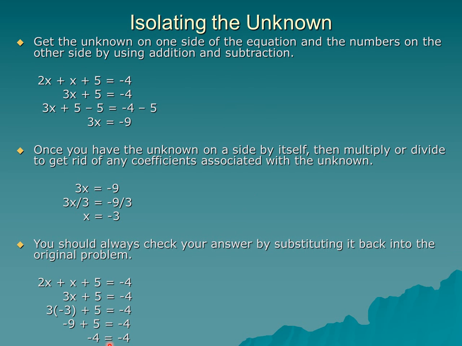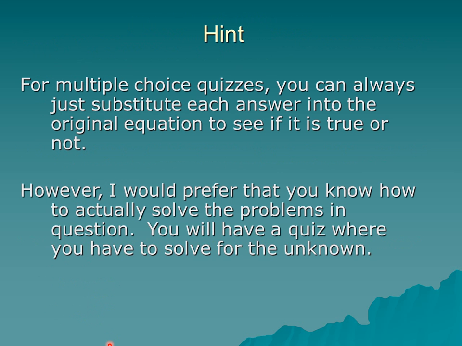Now the good thing is, if you did it right, your left side and right side will be equal after substituting the unknown by its value. Meaning, in this case, after substituting x by -3. And we see it here, right? Both sides are equal right now. So that means you did it right, your answer is right. Now, for multiple choice quizzes, you can always substitute your choices into the equation to check the answer.